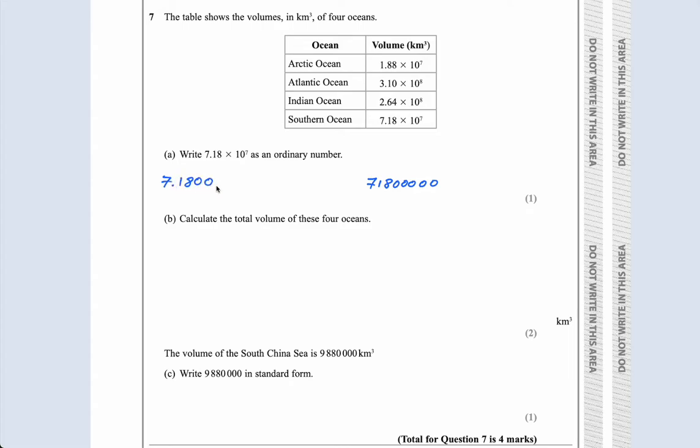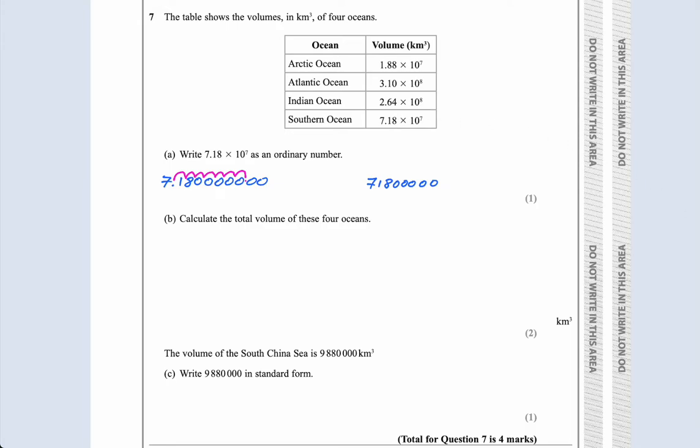How do you do it without a calculator? Well, just put a load of zeros here, and then you go, right, I need to multiply by 10 to the power 7. So I go 1, 2, 3, 4, 5, 6, 7. Stop there. That's where I put the point. Hence the 1, 2, 3, 4, 5 zeros. Right, calculate the volume of these 4 oceans. So I need to add these numbers together.